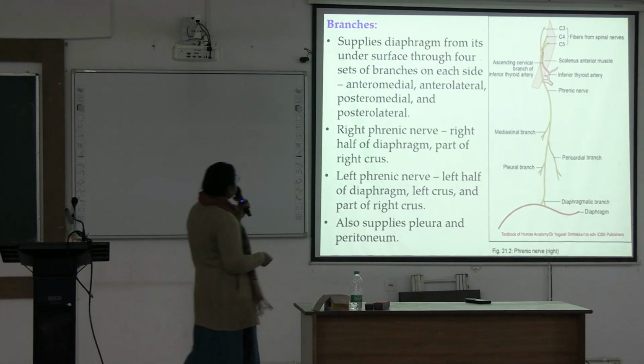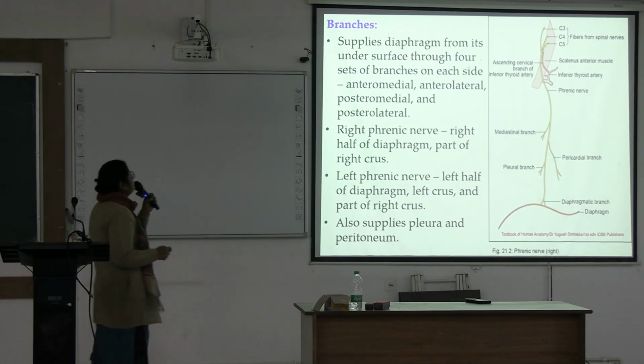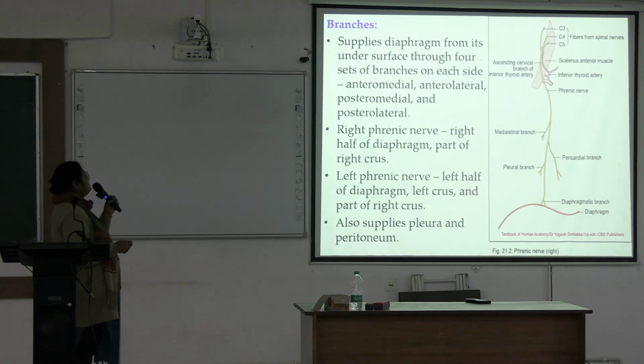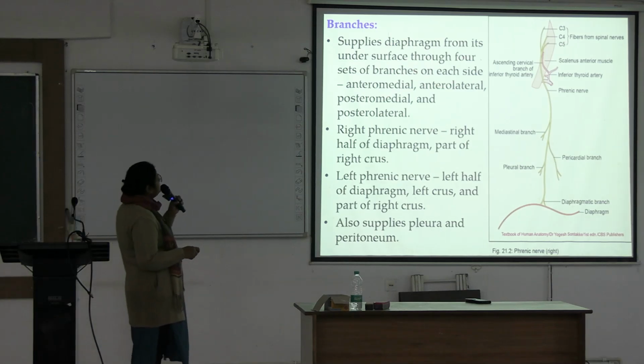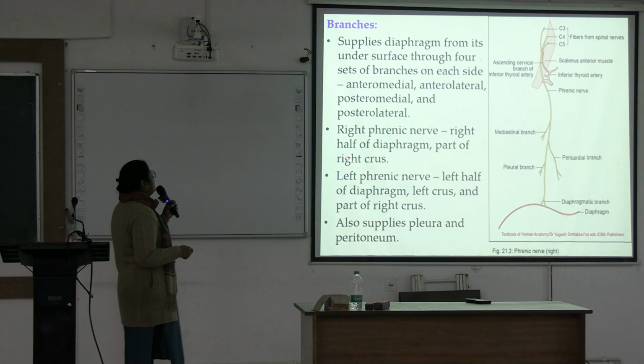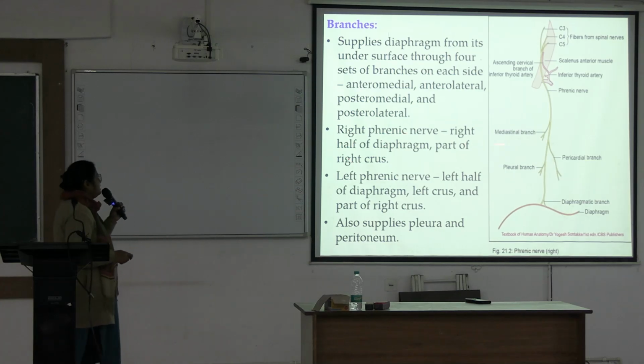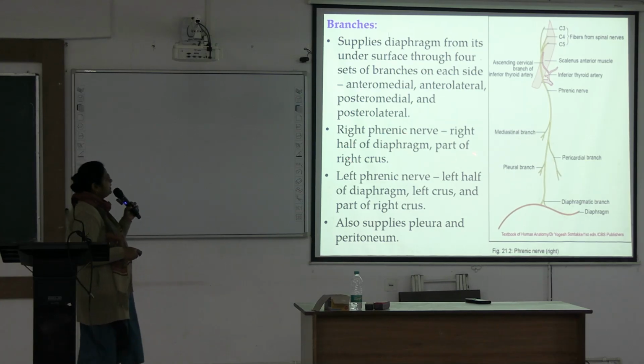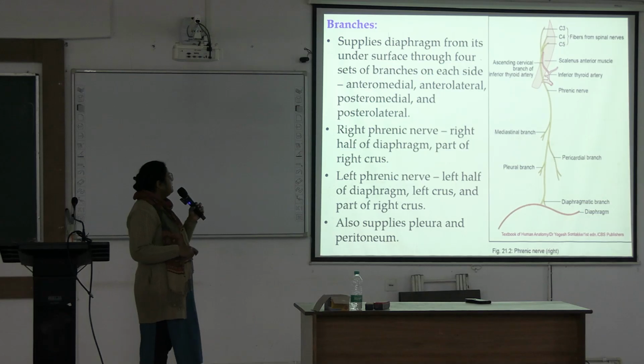Okay. Next, we are going to branches. Phrenic nerve supplies the diaphragm from its undersurface through 4 sets of branches on each side: anteromedial, anterolateral, posteromedial, posterolateral, 4 branches. And right phrenic nerve supplies the right half of diaphragm and part of right crus, and left phrenic nerve supplies left half of diaphragm, left crus, and part of the right crus, and it also supplies the pleura and the peritoneum.